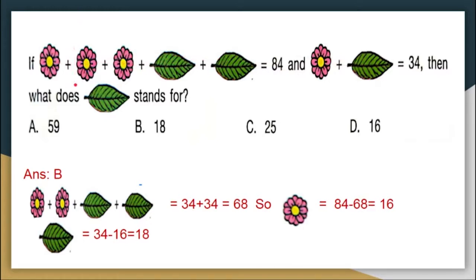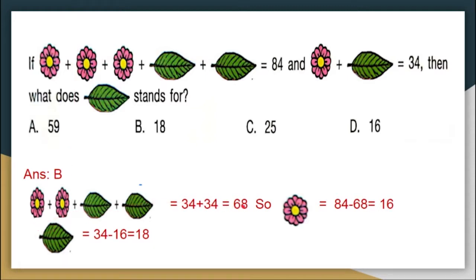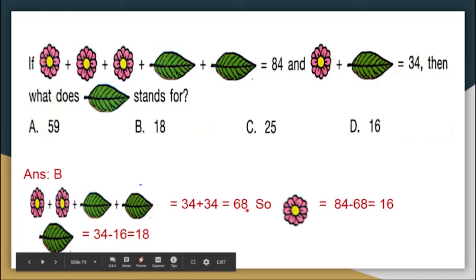34 plus 34. So let me make this easier for you. Cost of 1 apple and 1 orange is 10 rupees. What is the cost of 2 apples and 2 oranges? 10 plus 10, 20 rupees. Correct? Similarly, value of 1 flower plus 1 leaf is equal to 34. So the value of 2 flowers plus 2 leaves will be 34 plus 34, that is 68.